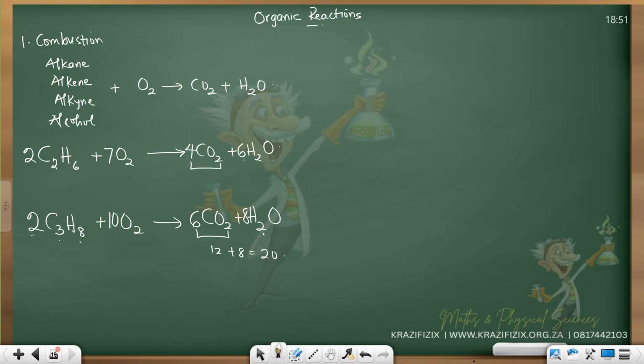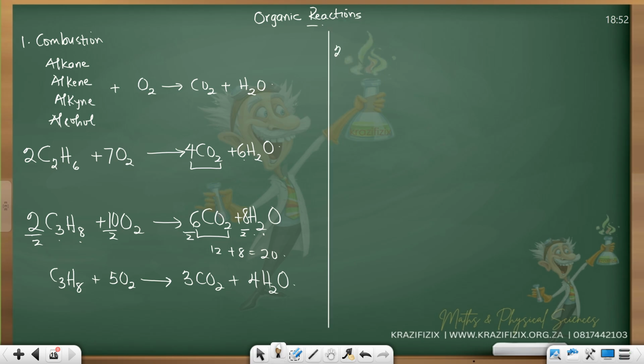But look at these numbers. I've got a 2, 10, 6, and 8. The coefficients. They are all even numbers. I need to reduce them by dividing by 2. So the correct thing will be C3H8 plus 5O2 to give us what? 3CO2, because it must be a ratio. The first one I didn't divide by 2 because it's a 7. But the second one I'm dividing by 2 because I can divide all across by 2. Are we okay with that, everybody?